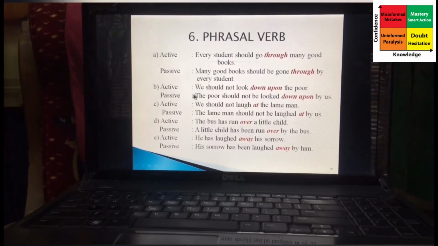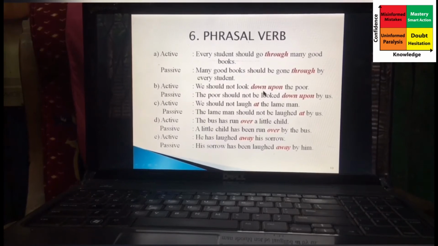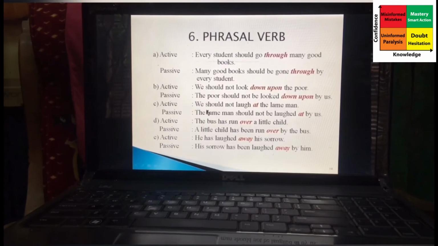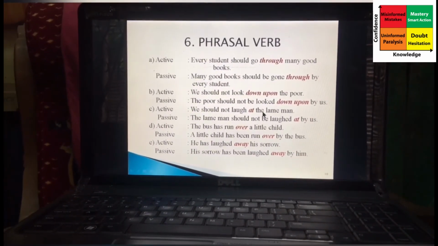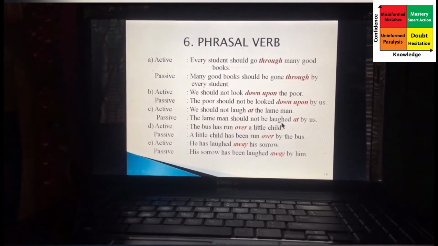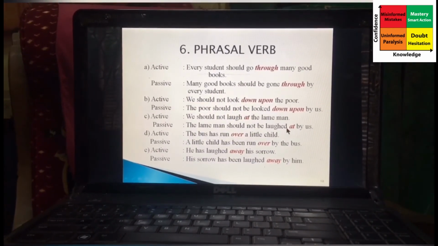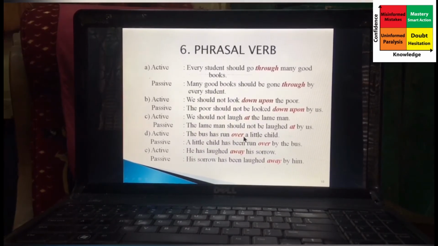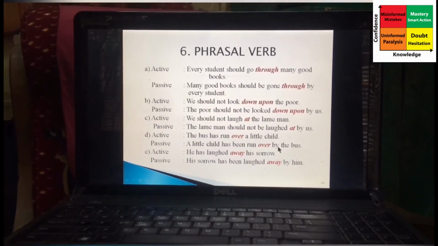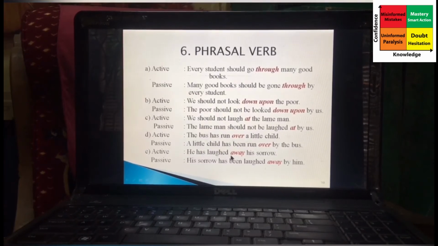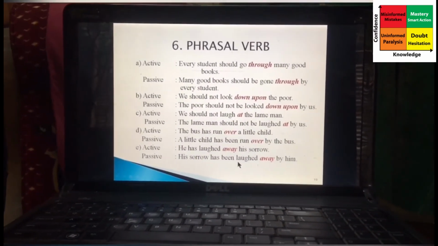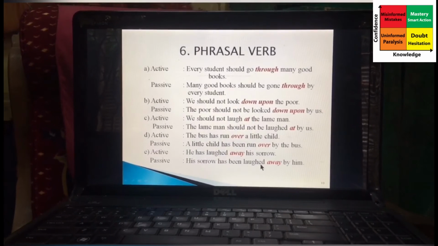So this "through" will be before "by". Be careful about this. Like the next example, we should not look down upon the poor. "Look down upon" means hate. So "down upon" will be the same, before "by". Like, we should not laugh at the lame man. So "laugh at", it will be "laughed at" before "by". Like, the bus has run over a little child. So before "by" we are getting "over". He has laughed away his sorrow. "Laughed away" means did not give any importance. So his sorrow has been laughed away. Before "by" we are getting "away".